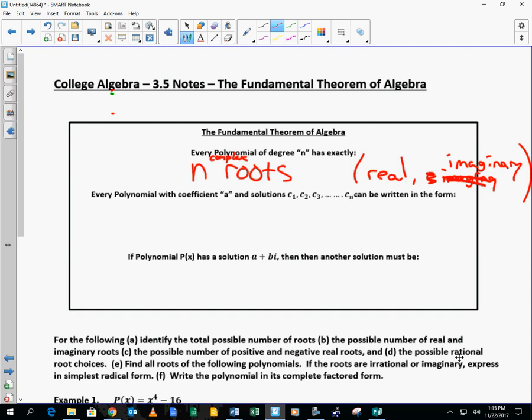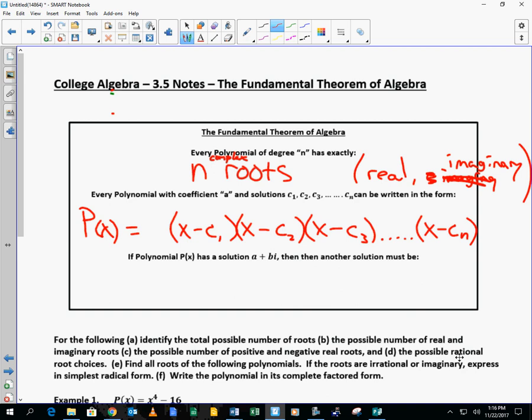And then that second piece says, if it has those roots, then it can be written in this form, which is truly amazing. You can write it in factored form. So every single polynomial can be written in factored form: x minus the first root, x minus the second root, x minus the third root, and x minus the last root. Now, as we factor it, there may be the need to have a coefficient out front in order to generate that new polynomial. But every polynomial can be written in that form.